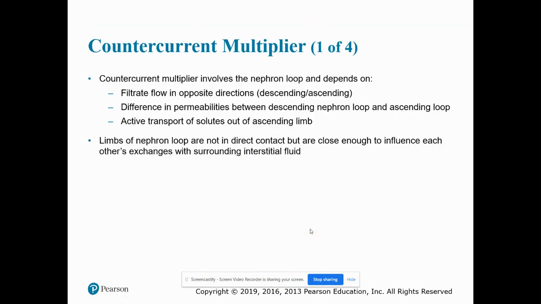The countercurrent multiplier involves a nephron loop and depends on the fact that filtrate flows in opposite directions in the ascending and descending limbs. It depends on the differences in permeabilities between the descending and ascending loops. Remember, the descending loop is permeable to water. The ascending loop is permeable to sodium and chloride. And it's also going to depend upon the active transport of solutes out of the ascending limb. The nephron loops are not in direct contact with each other, but they are close enough to influence each other's exchanges with surrounding interstitial fluid.